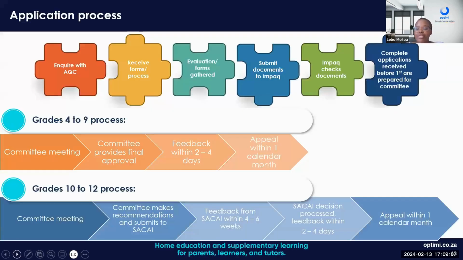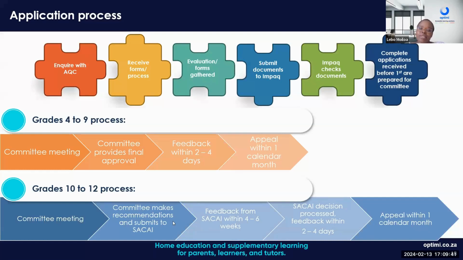How does the application process work with Impaq? So when you feel that your learner is in need of an accommodation or exemption, please do send us an email. The email will then be reverted to our AQC department, who will then send you the necessary forms and the process. You will then gather all the evaluations from different doctors and specialists, and then you will submit these documents to Impaq. We will then do the checks, and then we will submit these documents to a committee.